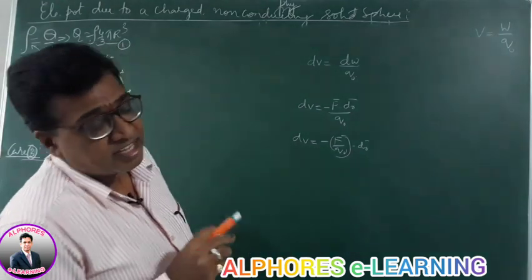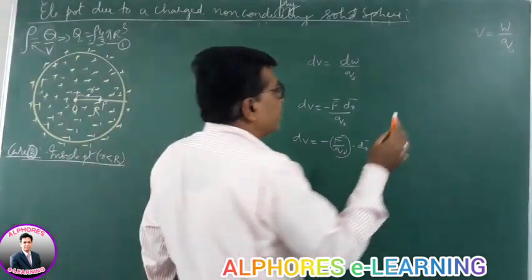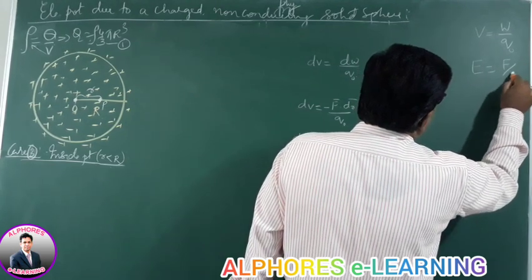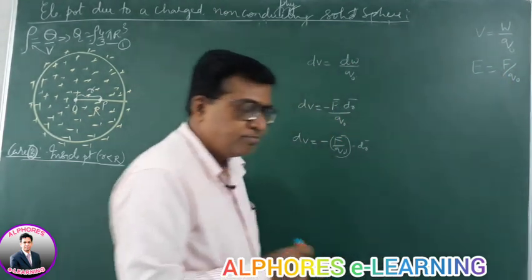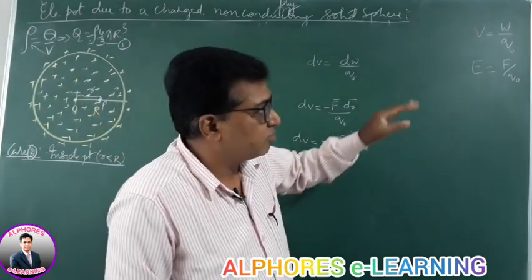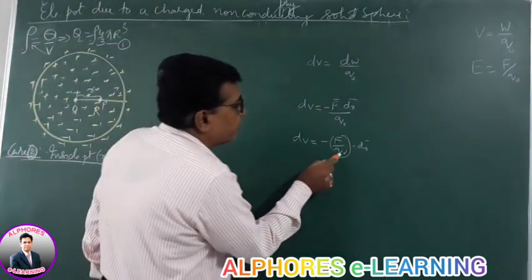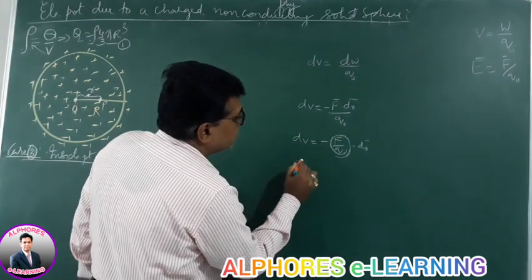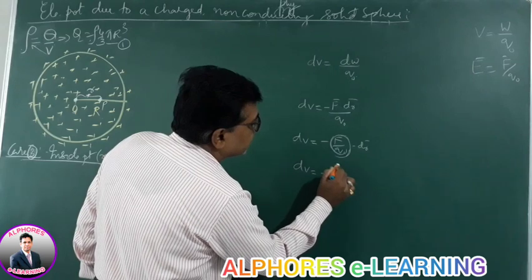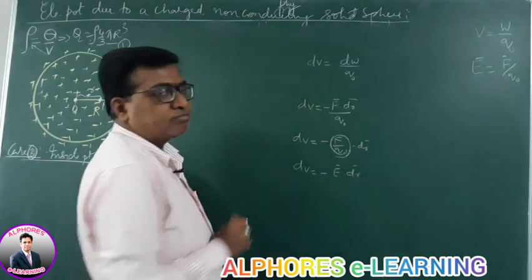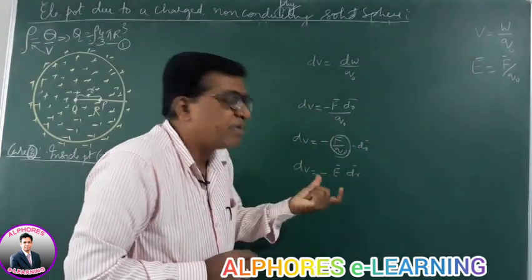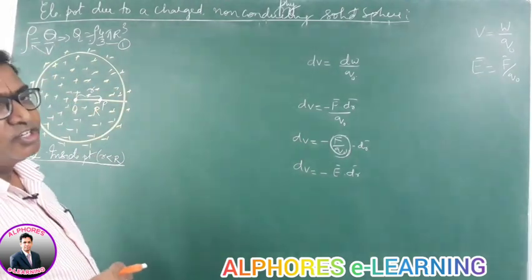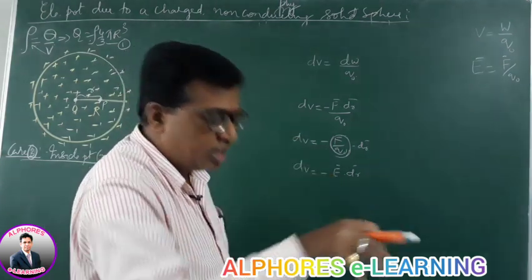Last chapter we studied the definition of the electric field intensity. The electric field due to any charge is the force experienced per unit charge. So F by Q naught I can replace with E, the electric field. So dV is equal to minus E dot dr. Right? This is the basic point we are going to make use of to find the potential due to this charge at the inside point.